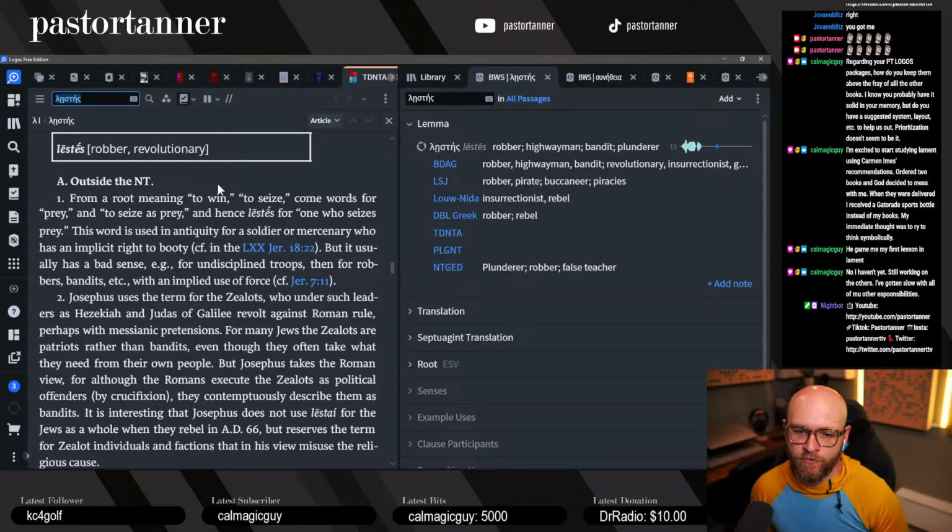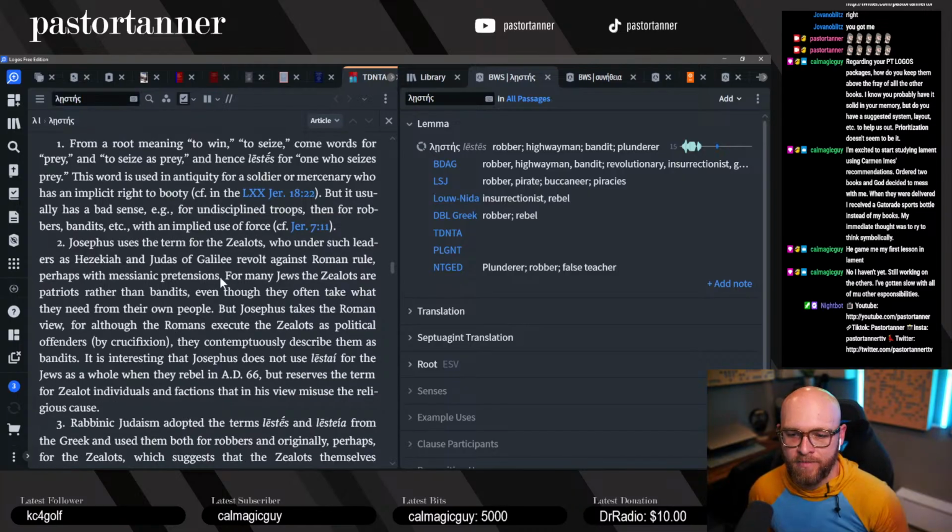For robbers, bandits, etc., with an implied use of force. Josephus uses the term for the zealots, who under such leaders as Hezekiah and Judas of Galilee revolt against Roman rule, with perhaps messianic pretensions. For many Jews, the zealots are patriots rather than bandits, even though they often take what they need from their own people. But Josephus takes the Roman view, for although the Romans execute the zealots as political offenders by crucifixion, they contemptuously describe them as bandits.